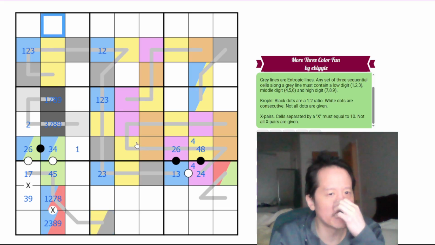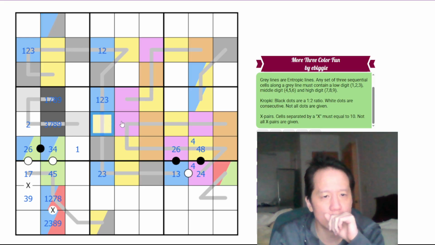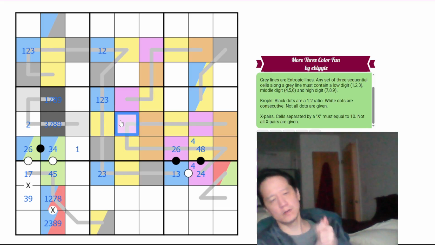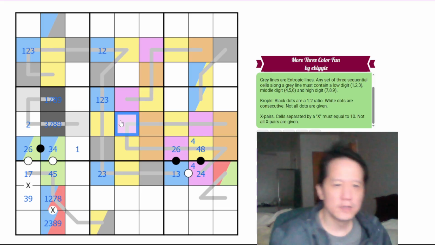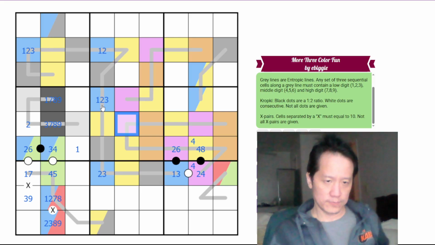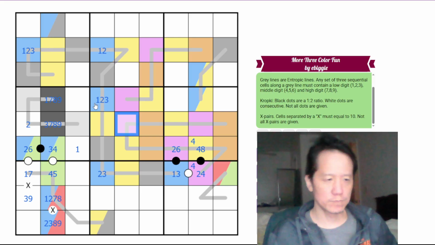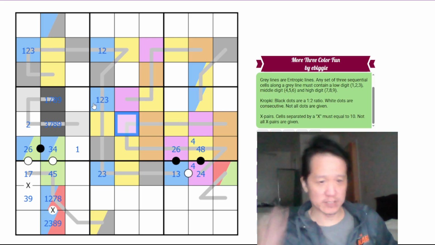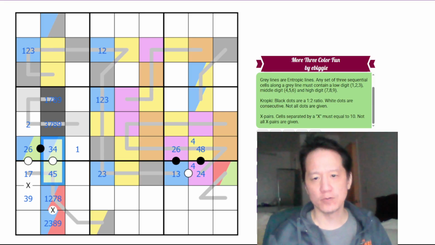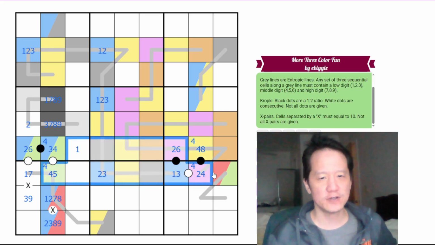Either way, this cannot be yellow here. We know that for certain. So this is blue or medium. There's a lot of possibilities here. Anyways, this has to be 4, one of these. This has to be 4. Okay, that's very interesting, which means the rest of the digits here cannot be 4.